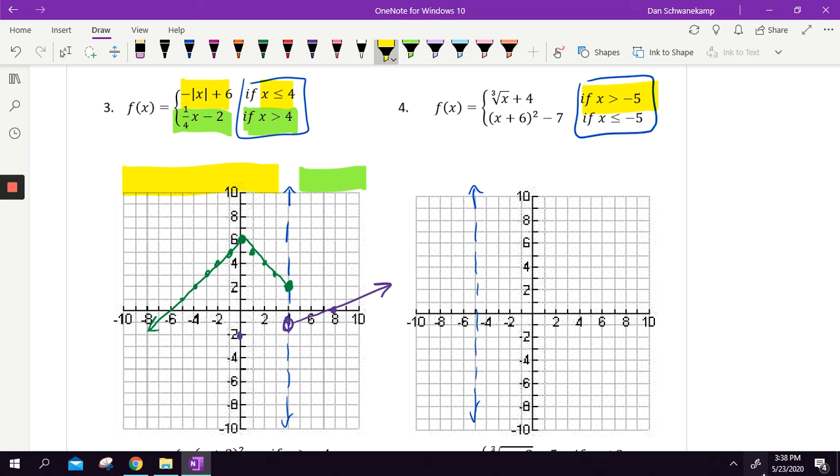When x is greater than -5, I'm graphing that one. So this is greater than -5, on the right of -5. Again, that arrow is even pointing to that side.